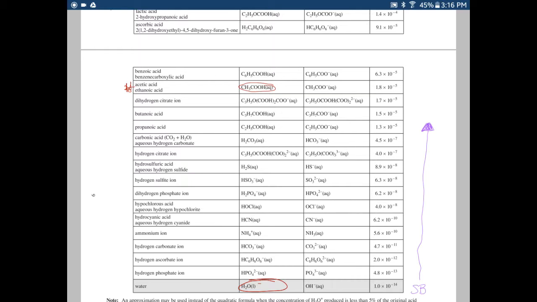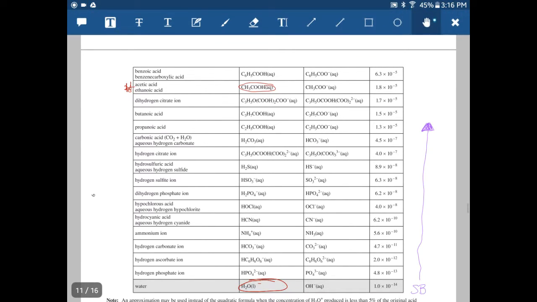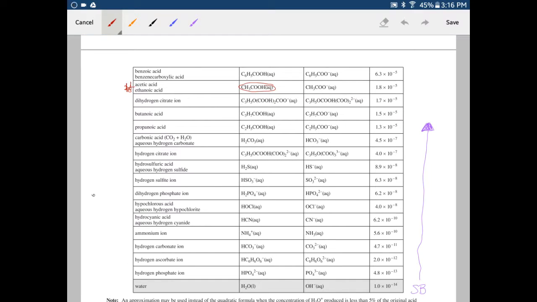Okay, and our strongest base is something that falls near the bottom. So I generally start at the bottom and look upwards to try and find my strongest base, because my strongest base is going to be near the bottom. So when I take a look at that and I find my strongest base, I see here that hydroxide ions right here are our strongest base. So we have acetic acid as our strongest acid and hydroxide ions as our strongest base.